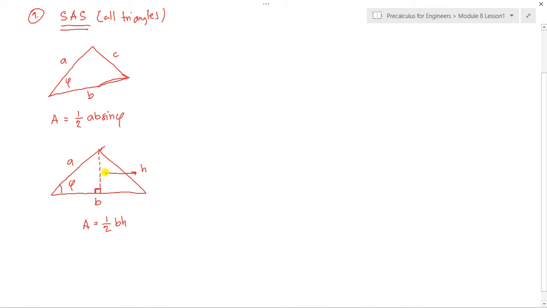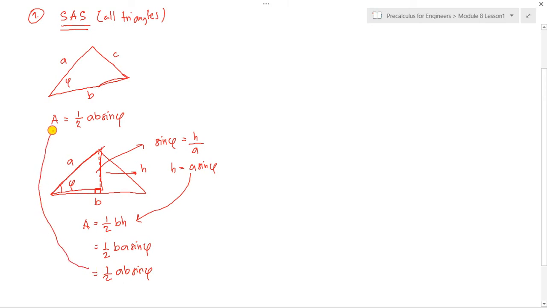To solve for H, this is the component of the sine of gamma. Because in this right triangle, we can formulate that sine gamma is equal to the opposite of the angle, that is H, all over A, the hypotenuse, since this is a right triangle. So therefore, H is just equal to A sine gamma. Then we substitute into the formula: 1/2 B times H, where H is A sine gamma. Rearranged, that is 1/2 AB sine gamma. So that is where the formula comes from.